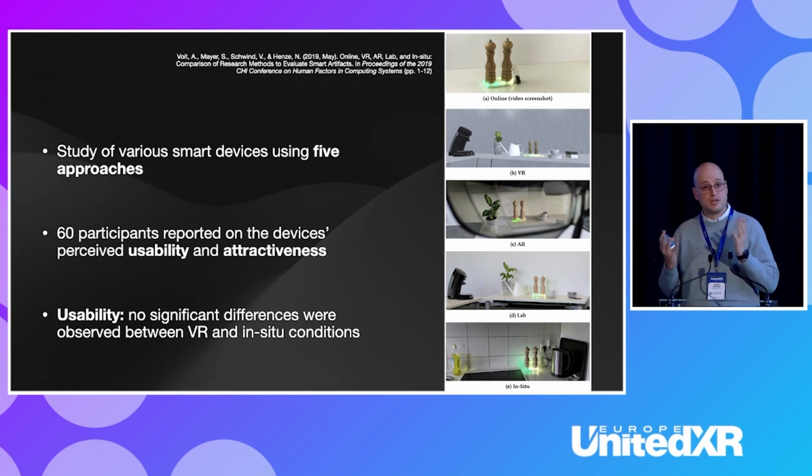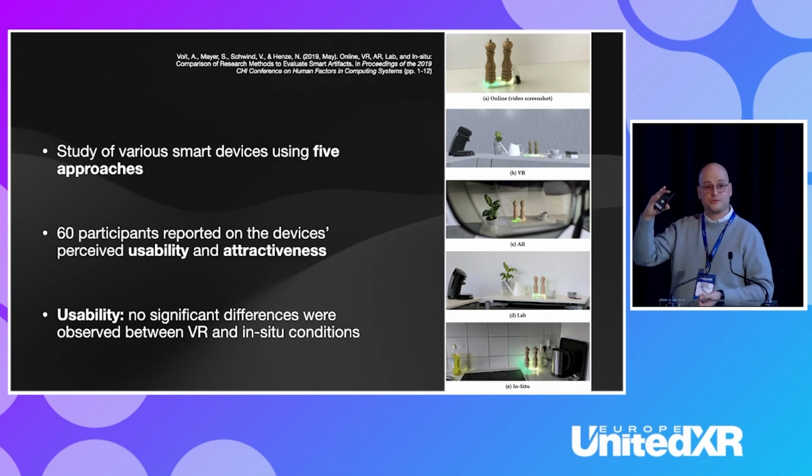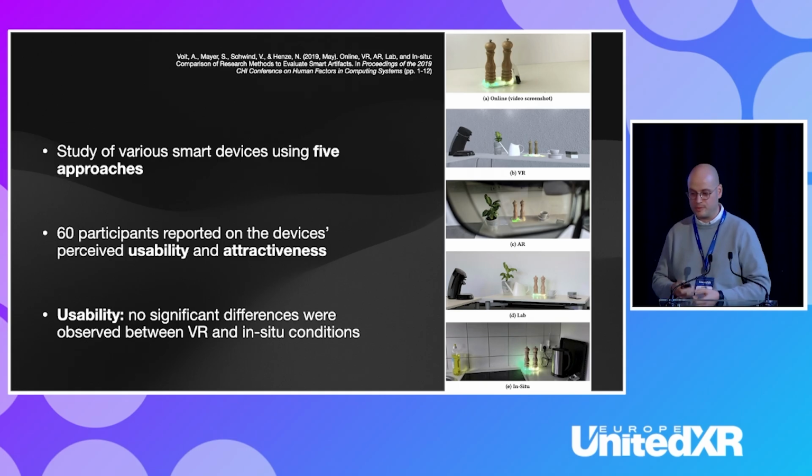In the first one, the researchers were not trying to validate VR as an alternative to field study. They were just trying to see, if I build a physical prototype, in this case something very simple, a pepper mill shaker that tells you using lights if it's full, half full, or empty. So you know that when you go to the grocery shop, if it's yellow, you already know you need to buy some more pepper or salt.